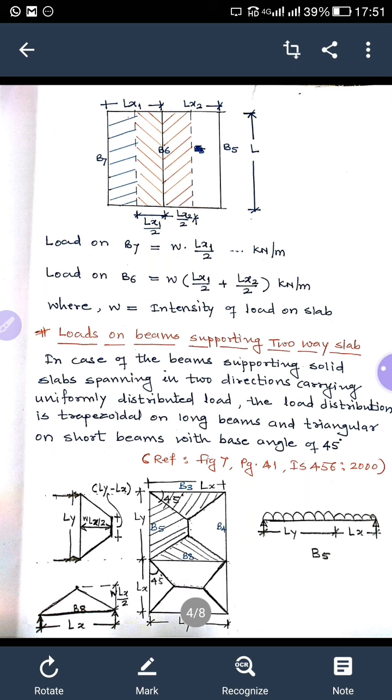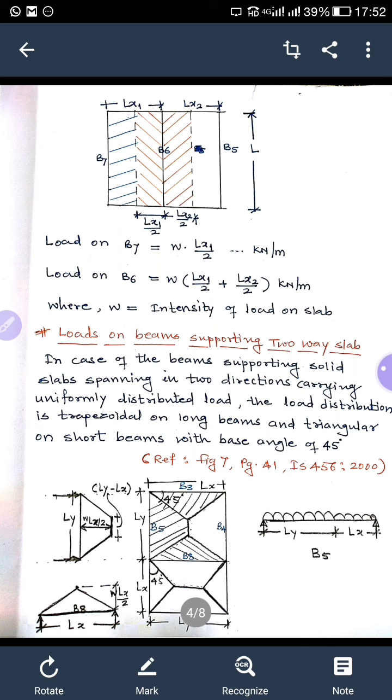So if I am going to consider the end beam over here, which is our B7, for this B7, half of the load from the S1 panel will be there. Half means how much? If I consider W as the intensity of load on the slab, in kilonewton per meter square, this is distributed half, meaning Lx1 by 2.